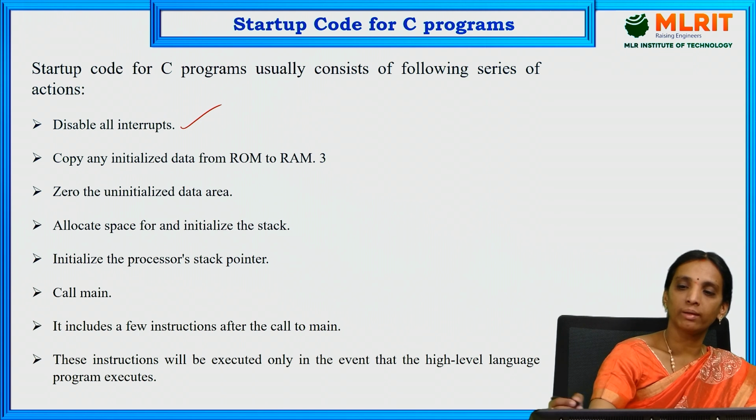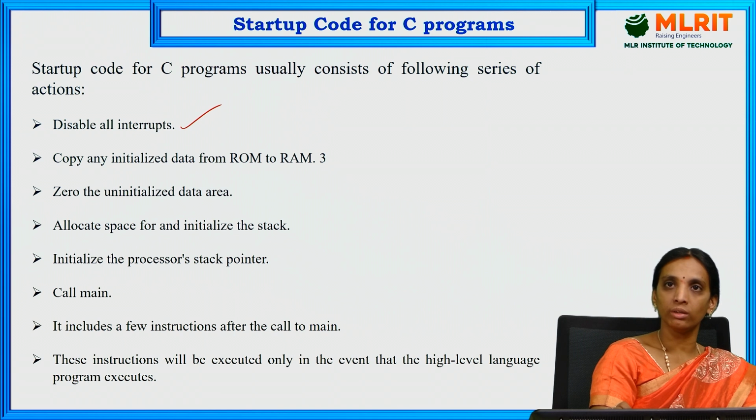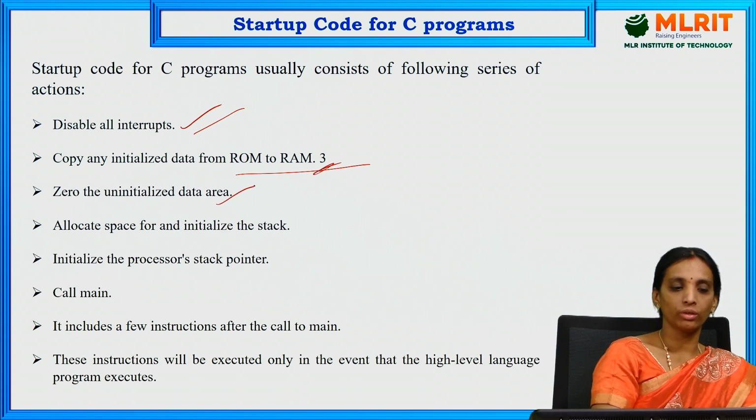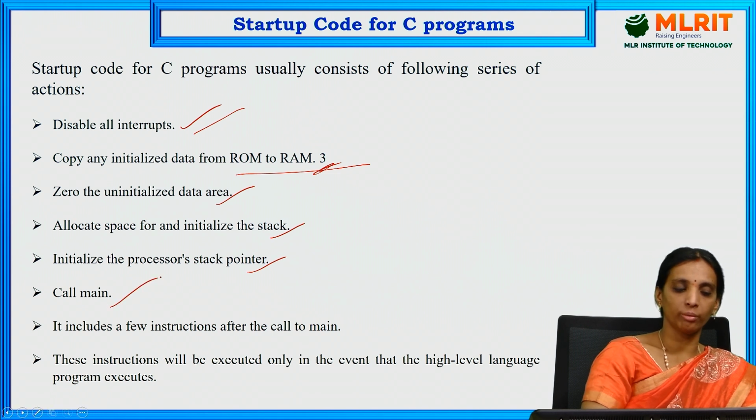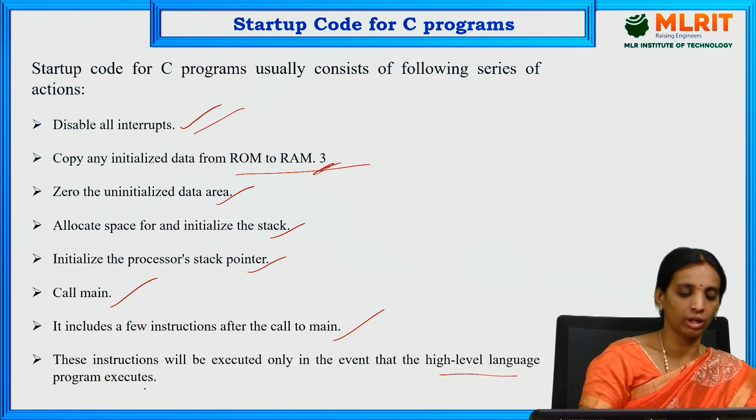First, it will disable all the interrupts. While entering into our application program, our main program, our intention is only to execute our main program. Therefore it will disable all the interrupts, or initialize all the data from ROM to RAM to avoid any overlapping occurring in the memory. Then it zeroes the uninitialized data area, allocates the space for the stack, and initializes the processor stack pointer. Then it calls the main function, followed by a few instructions after the call to the main function. These are executed only in the event that the high level language program exits.